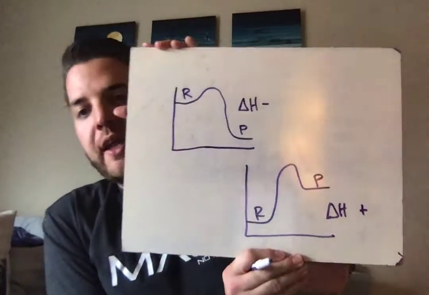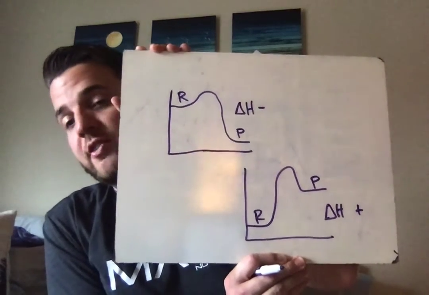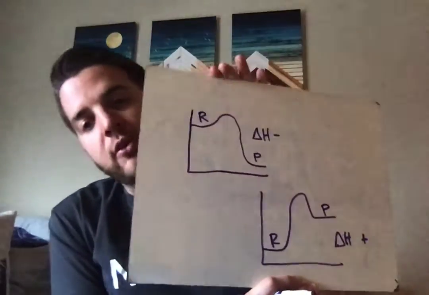An endothermic reaction is going to be the opposite, where we start low and then we end higher, reactants to products, with a delta H that is positive. So for an endothermic reaction, the products are higher than the reactants, so it took energy in and has gone up. The delta H went from base state up, so it is positive.